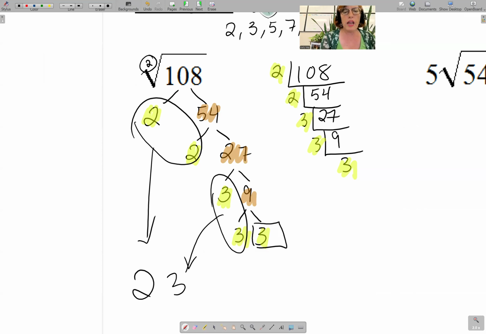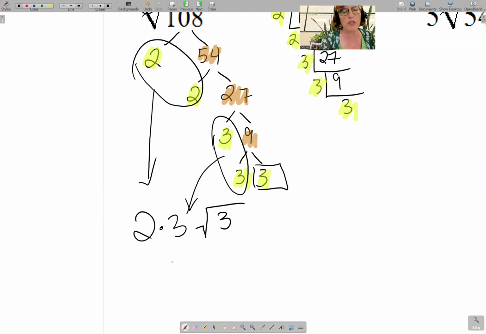And then whoever doesn't have a date stays home, orders Uber Eats. So that's going to be a 3 there. These outers multiply. So the final simplification of root 108 is going to be 6 root 3.